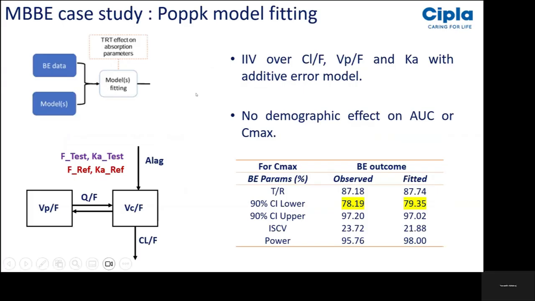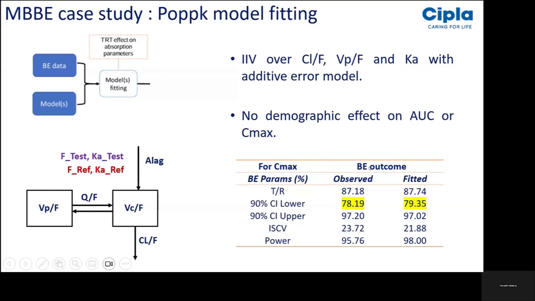Now, coming to the model development, this BE data was modeled with a two-compartment model, and we found that the intra-subject IIV was on clearance, VP, and KA with the additive error model, and there was no demographic effect on the AUC and Cmax. The demographics we had were BMI, height, weight, and the normal covariates we used to have in the BE study.